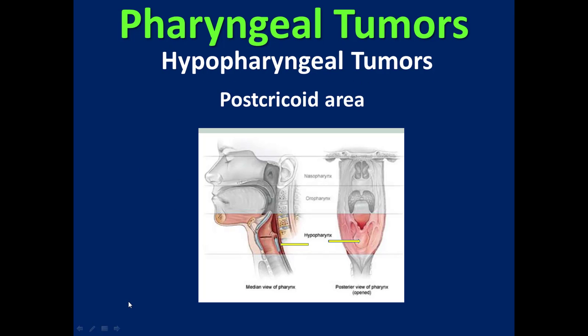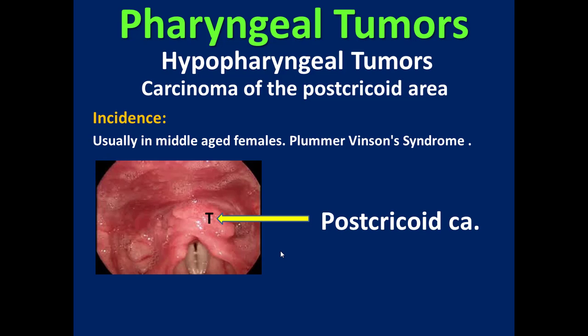If we look at the last part of the hypopharynx, which is the postcricoid space, this space is behind the cricoid and starts at the beginning of the esophagus. So it is in the upper part of the esophagus, and it is a site for carcinoma. As we see from this photo, this is the tumor here, this is the carcinoma of the postcricoid region, and this is the larynx in front of it. It mostly affects females and sometimes occurs as a complication of Plummer-Vinson syndrome.